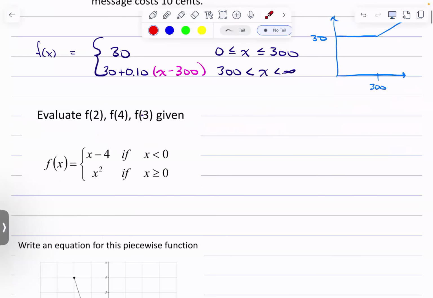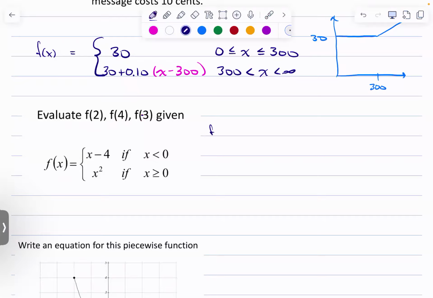Let's do it with a function. So now we're not building the function, we're given the function, which is what I prefer to do on a test. I don't want to make you build a function and then use it, because that's kind of circular. But I do expect if I give you a function, you'll be able to use it. We're going to evaluate f of 2, f of 4, and then I snuck in a negative here because it was so boring. Negative 3, f of negative 3.